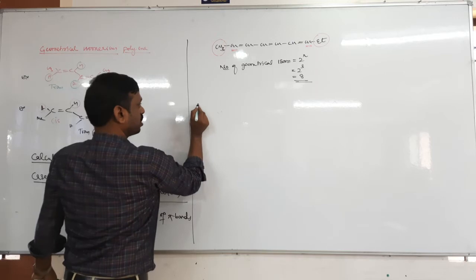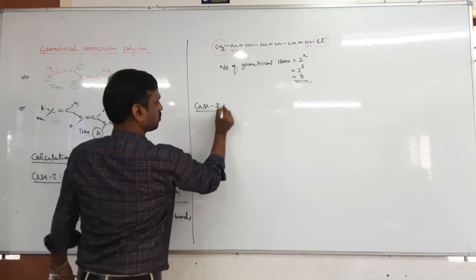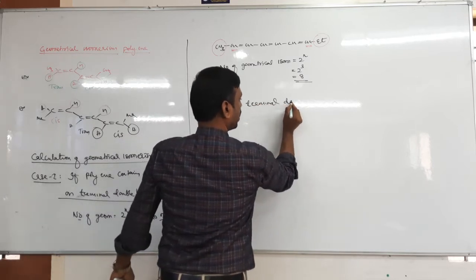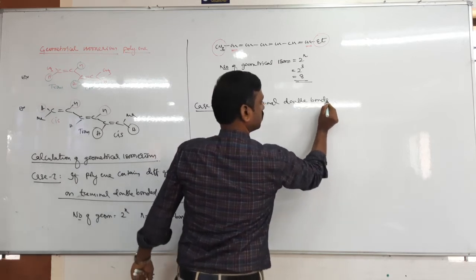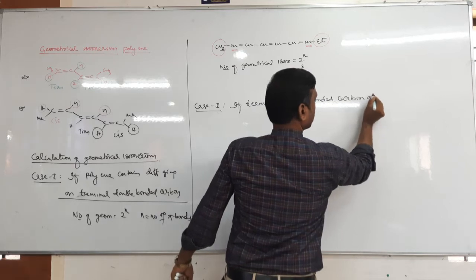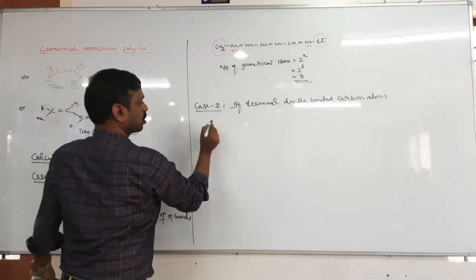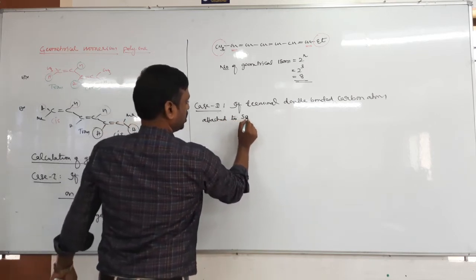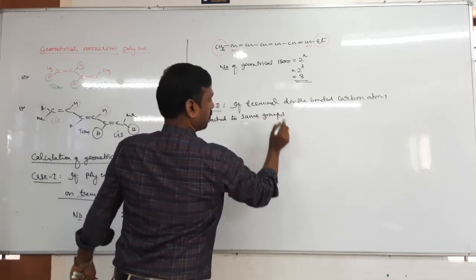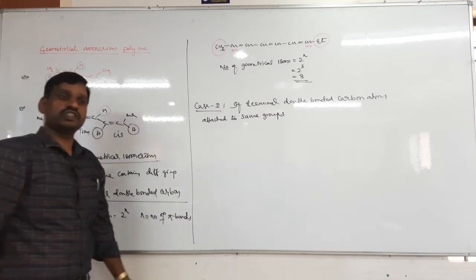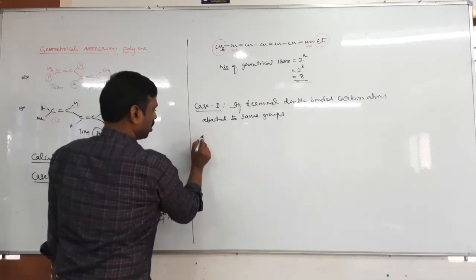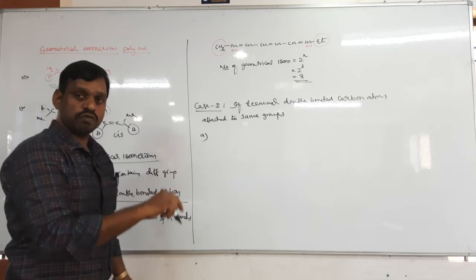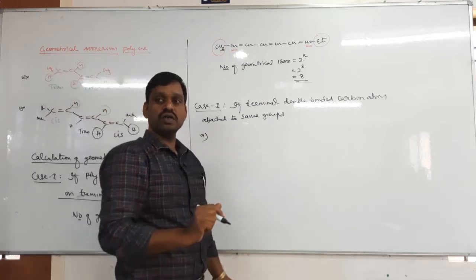Okay, next, case 2. If the terminal double bonded carbon atom is attached to the same group, again there are two conditions, A and B. A, if the molecule has an even number of double bonds, there is one formula. If the molecule has an odd number of double bonds, there is another formula.